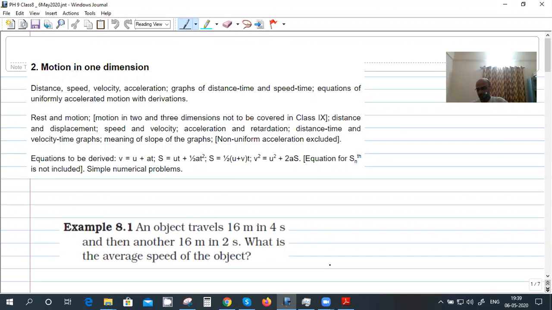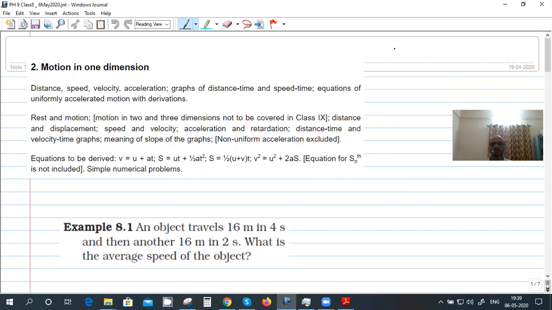Last time we did after sound, I think we did chemical effects of electrical current. Okay, right. So today we'll do some motion. Okay, that's fine with you?